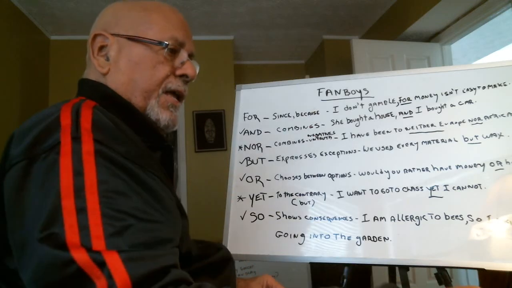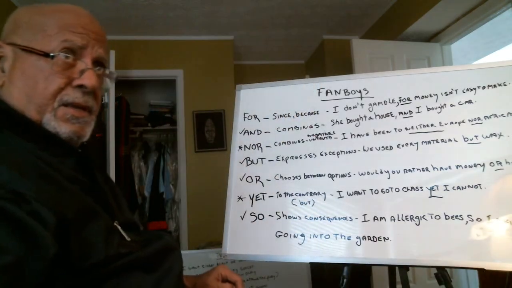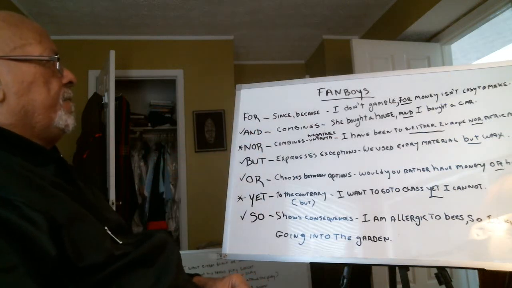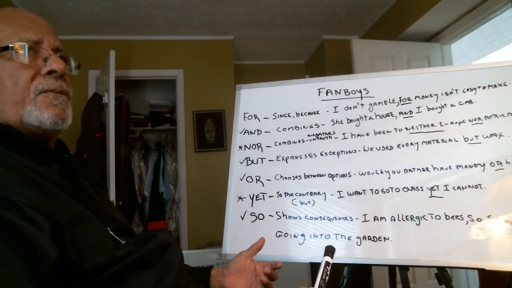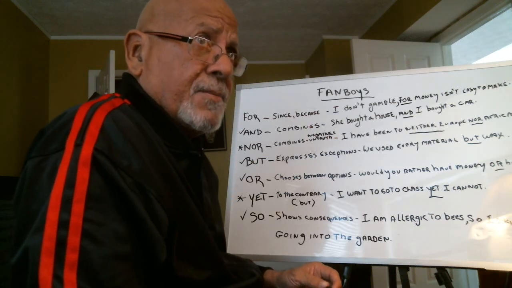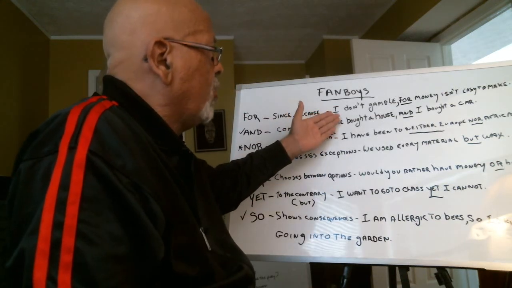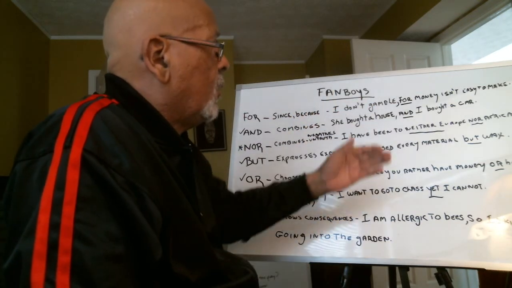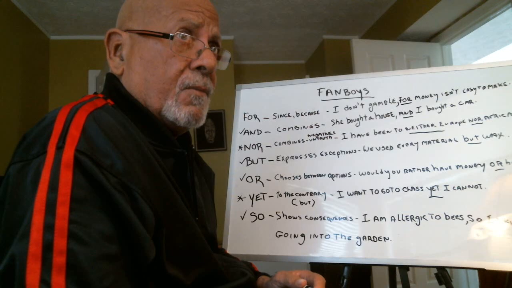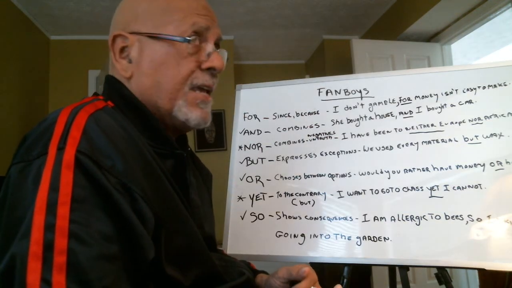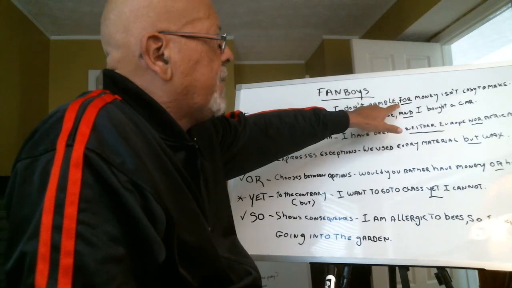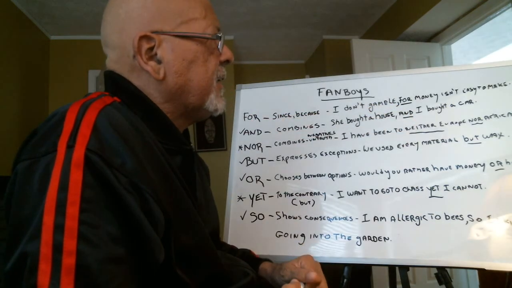Okay, so let's look at the coordinating conjunction, and let's look at FANBOYS. Now the F stands for for, and for is a substitute for since or because. So let me give you a sentence I composed. I don't gamble, for money isn't easy to make. Or you could say, I don't gamble because money isn't easy to make.